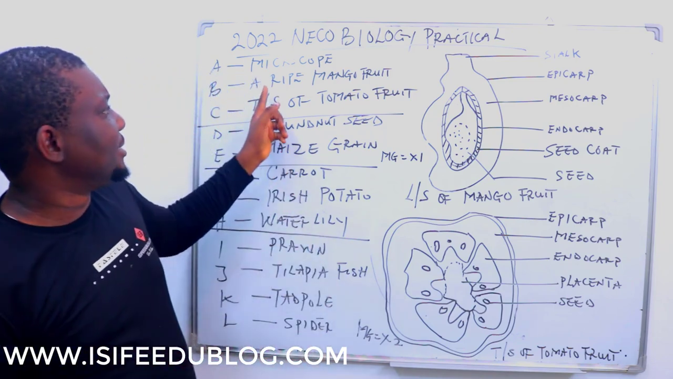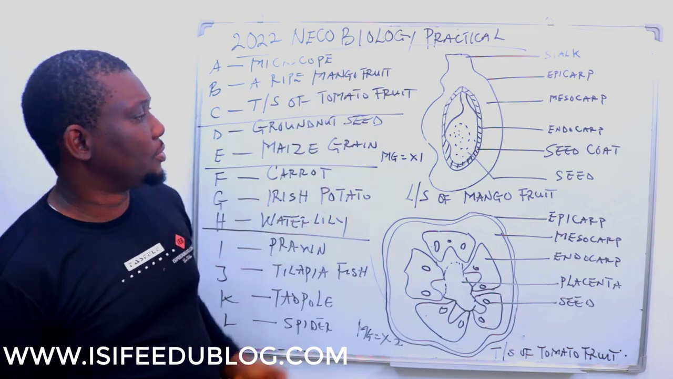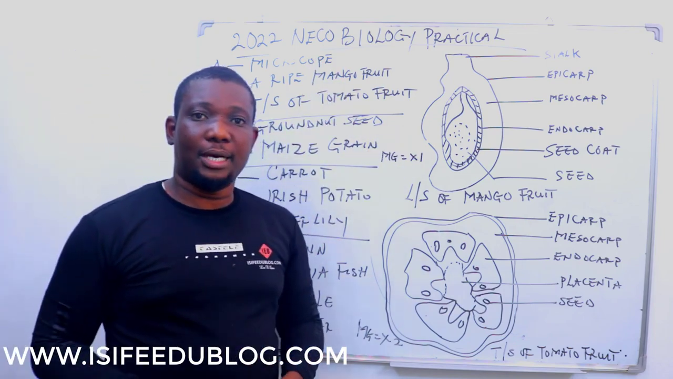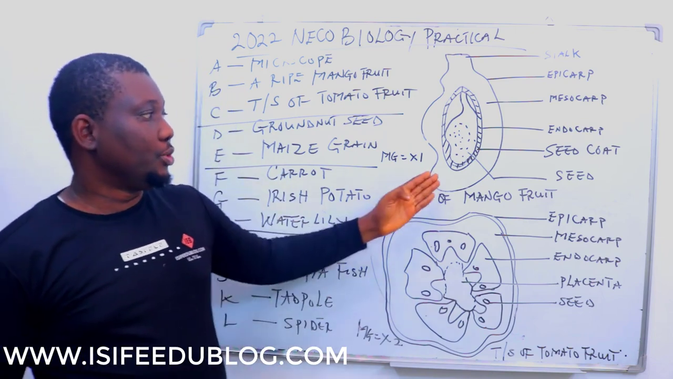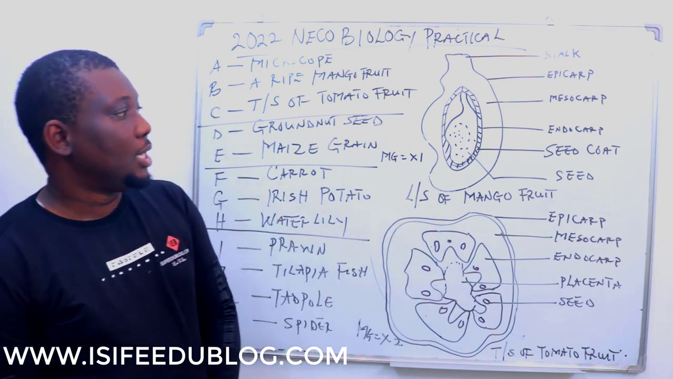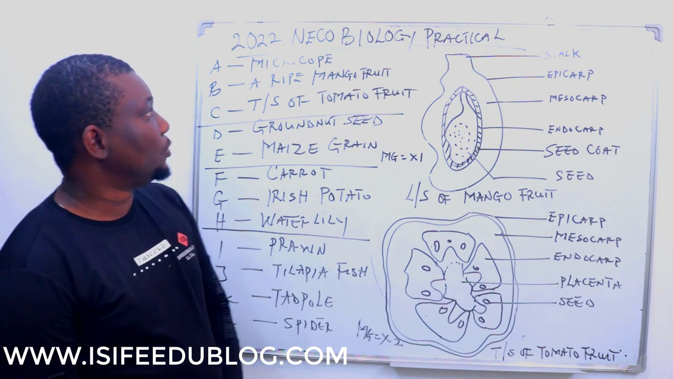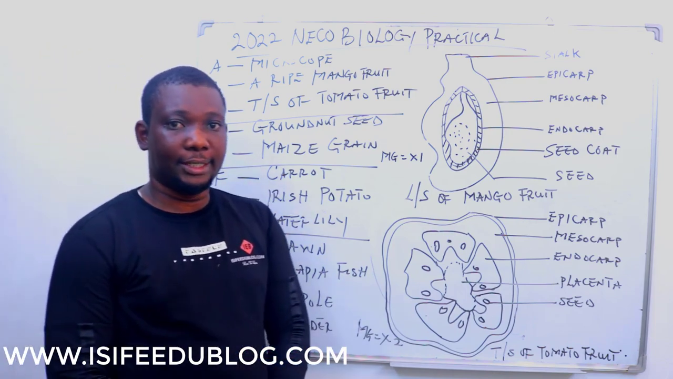And then we look at a ripe mango fruit. Like you can see at the right hand side of the board, you will see a diagram of a mango fruit, a ripe one indeed.